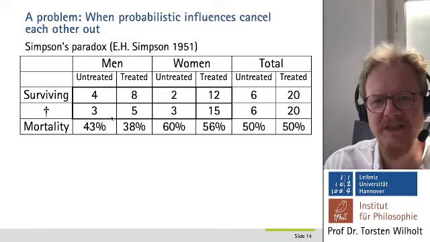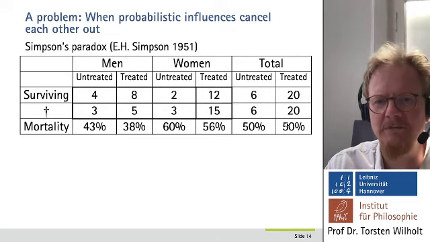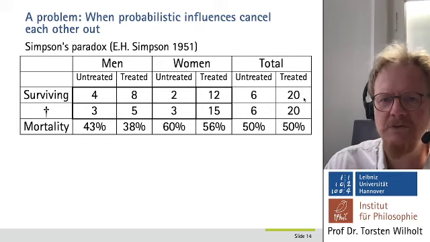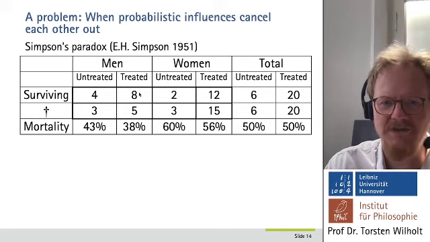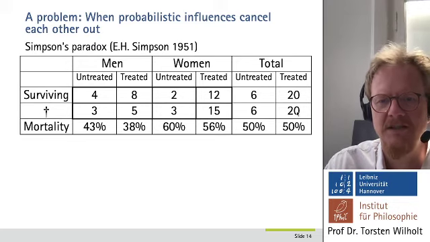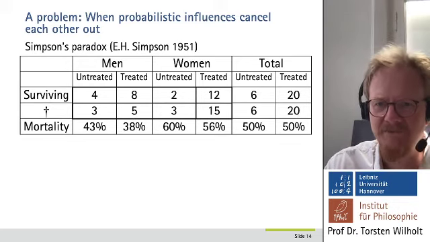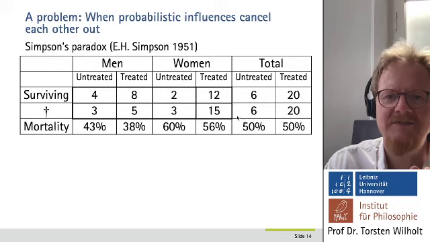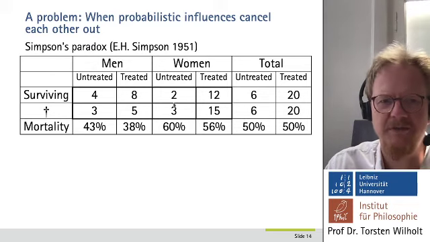But now, interestingly, if you look at the combined numbers of men and women, the treatment effect seems to disappear. So altogether we have 12 treated women who survived and 8 treated men who survived. But we have 15 treated women who died and 5 treated men who died. So that's exactly 50% of the treated people died, and exactly 50% of the untreated people also died, because if you add these together, there are 6.